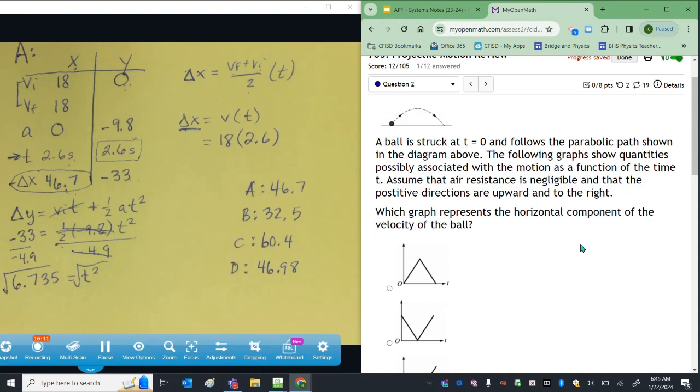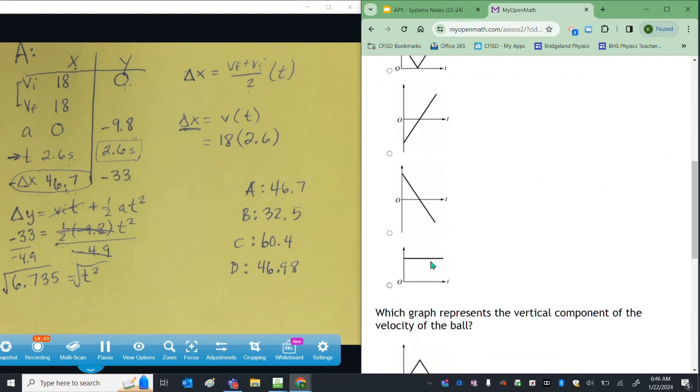And this is randomized, so I don't know if yours is going to ask for the same thing. But mine is asking for the horizontal velocity graph. And I know that for any projectile, whether it's launched up at an angle like this or if it's launched horizontally, it doesn't matter. Horizontal velocity is constant. And so I need something with a constant velocity to the right, and it says here that right is positive, so I need a constant positive velocity, and this is going to look like this.